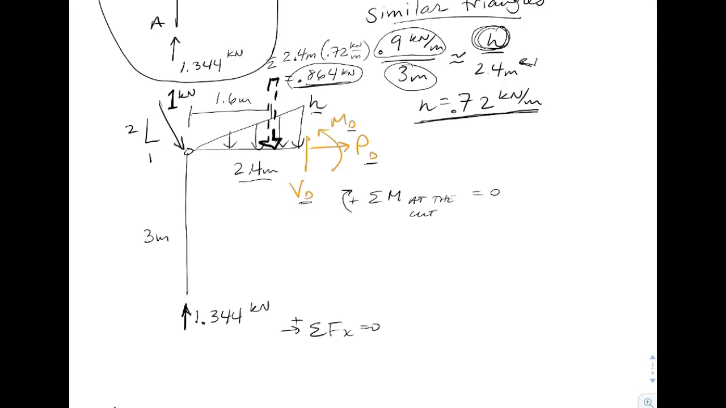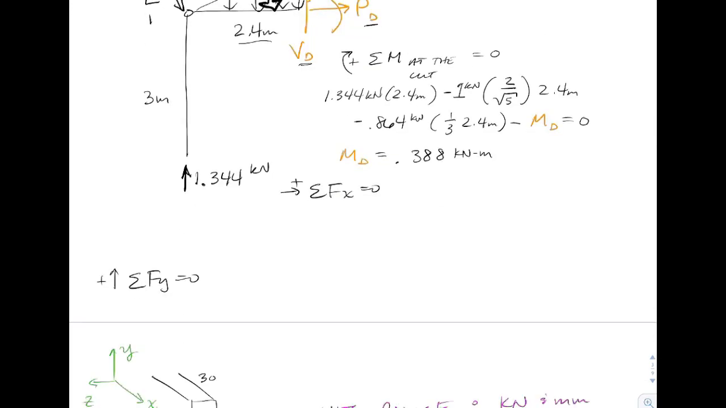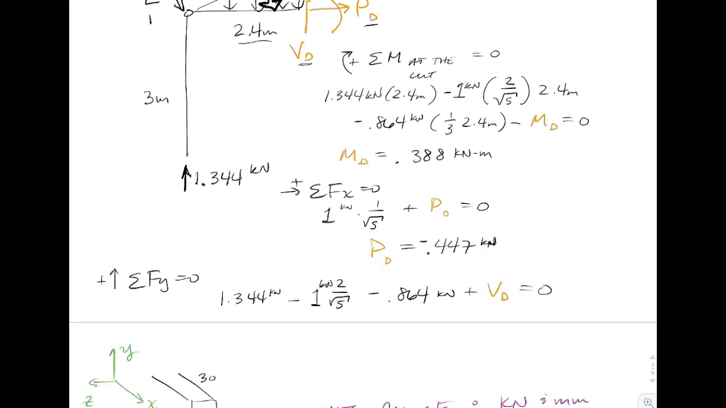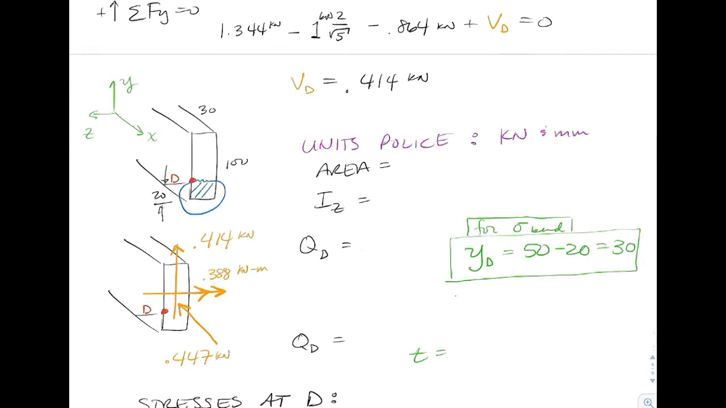So I'm just going to give you the answers here. It'd be a good check that you can do this on your own. There's your answer for M_D. Sum of forces in X gives us a quick answer for the internal axial force. And sum of forces in the Y direction gives us an answer for the shear. So I'm just going to redraw right now the picture of the cross section with point D on it. Right? These all act at the centroid, right here, the internal forces. This would be a summary of the internal forces.